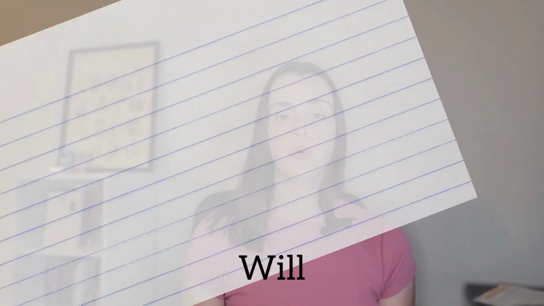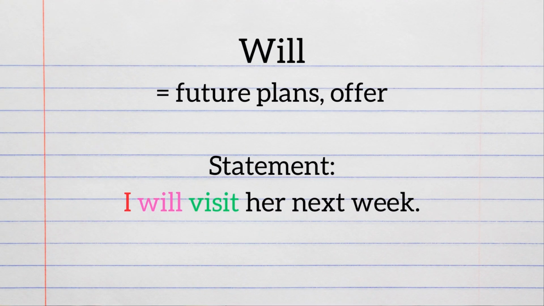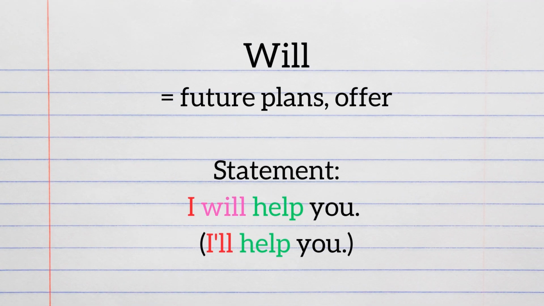We use will when we're talking about future plans, promises, or offers to help. For example, I will visit her next week. This means I have already decided and this will happen. Or if you want to offer your help to someone, you can say, I will help you, or more casually, I'll help you.